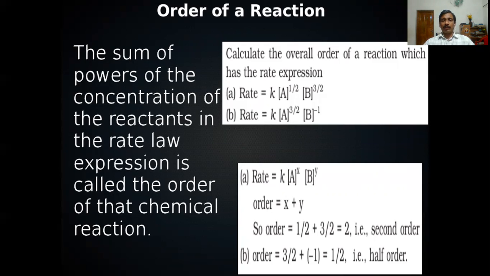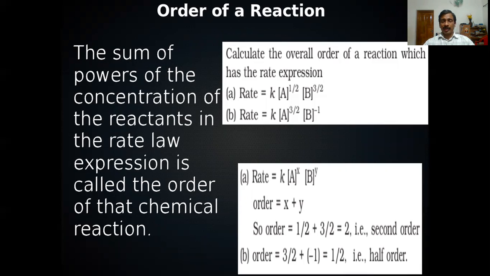Here we can see some examples. Calculate the overall order of the reaction which has the rate expression: rate is equal to k into the concentration of A raised to half into the concentration of B raised to 3 by 2. What is the order of the reaction? x plus y. That means half plus 3 by 2, which is equal to 4 by 2, equal to 2. So the order of the reaction is 2. If the order of a reaction is 2, we call it a second order reaction.